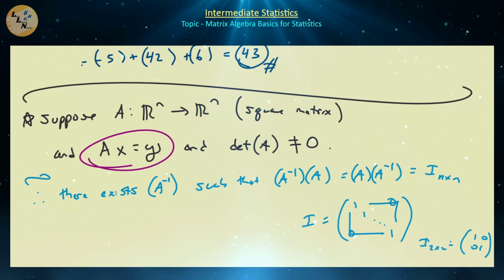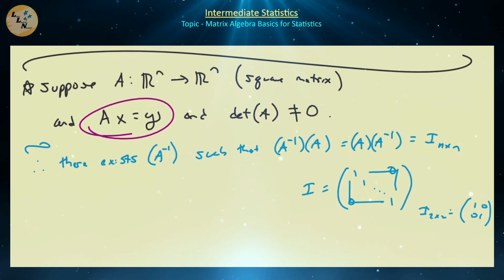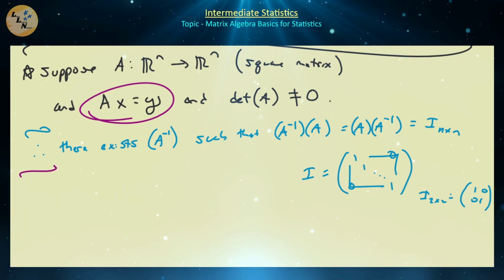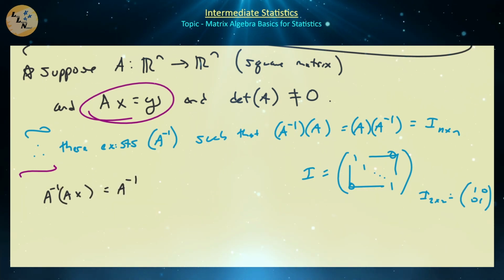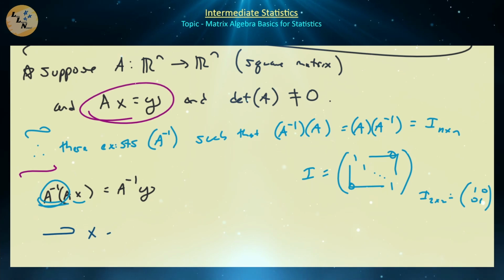Well, if that is the case, then what we can do is we can multiply both sides of this equation by A inverse. So we're going to have A inverse times A x is equal to A inverse times y. And that's just going to be equal to the identity matrix, and the identity matrix times x, one can show, is actually just equal to x. So we have x is equal to A inverse y.